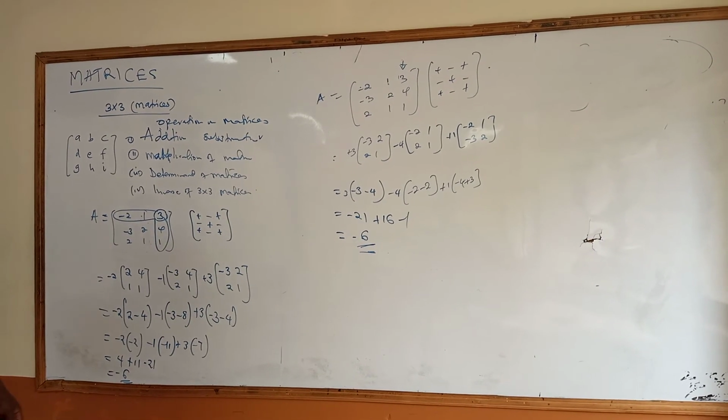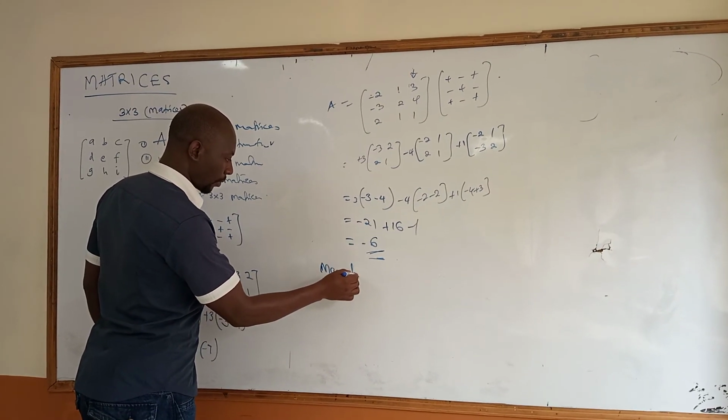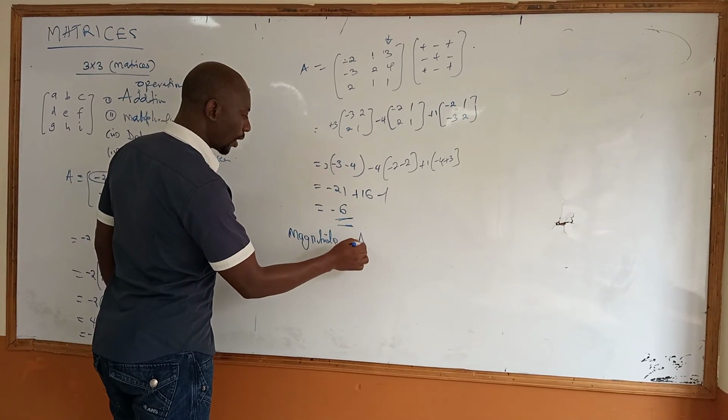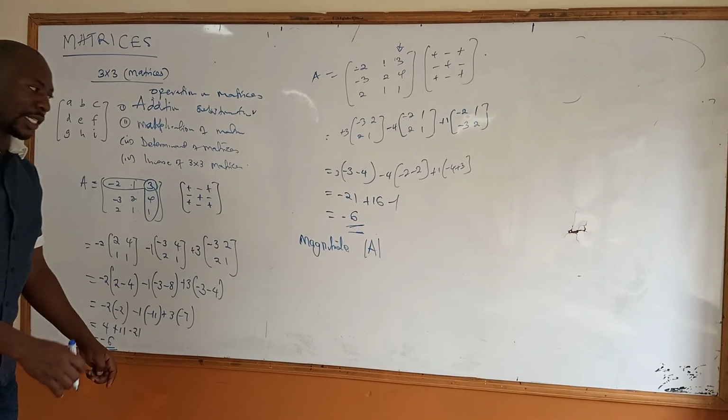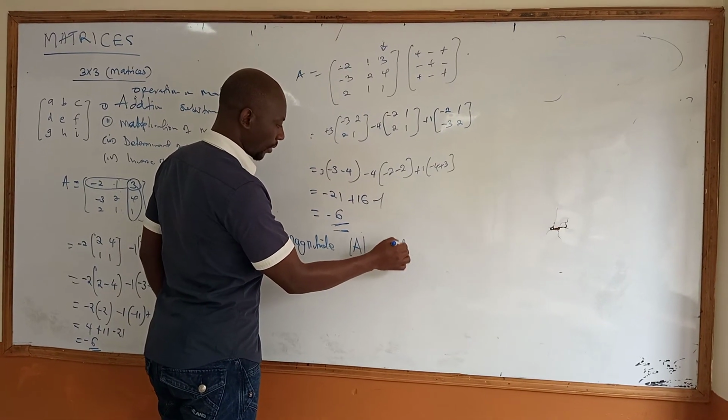And the determinant is what we call the magnitude of a matrix. So if you are told to get, for example, the magnitude of a matrix, this is actually its determinant.